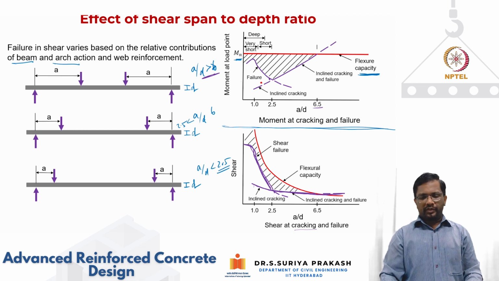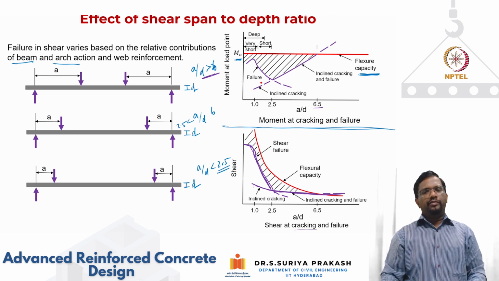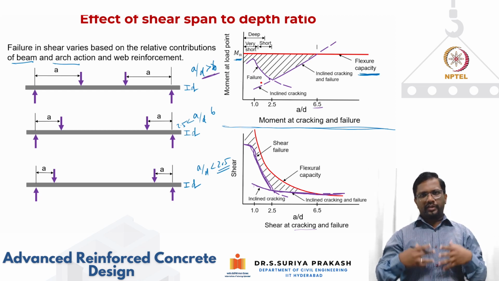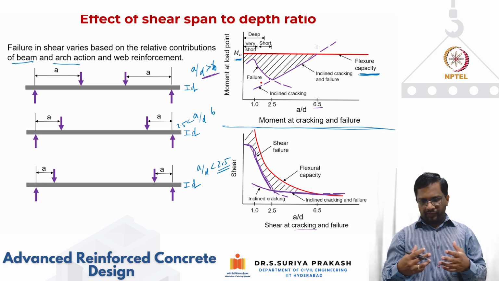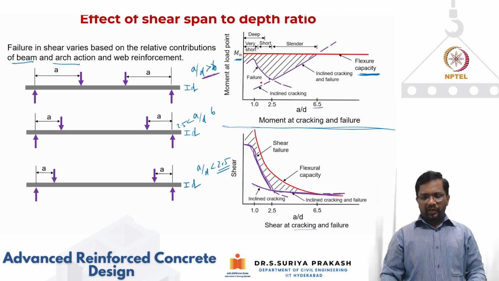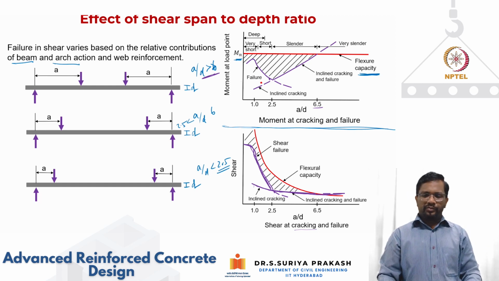So let's say we can classify the beams. When it is tested at an A/d ratio less than 1, we call them a very short beam. When it is less than 2.5, we call it a deep beam behavior, where the bending action doesn't govern. It is actually governed more by the arch action, the load resistance. When it is between 2.5 and 6.5, we call those slender beams. When it is more than 6.5, we call those very slender beams.